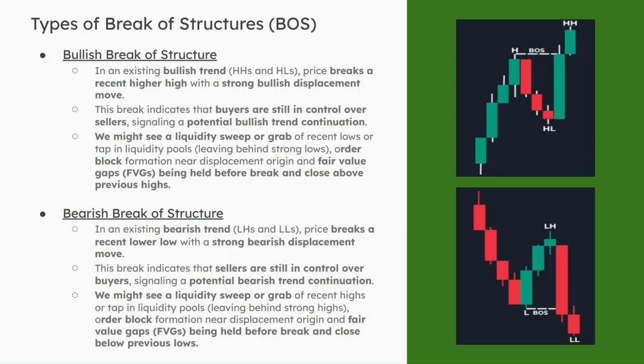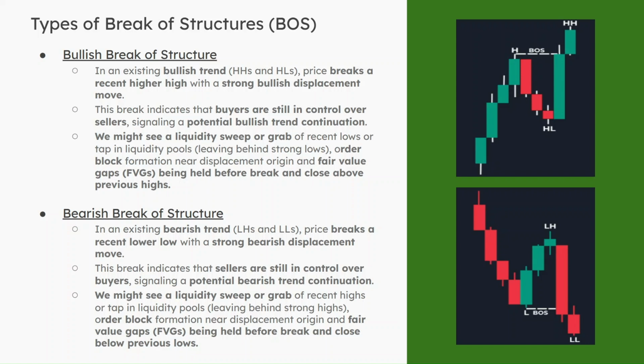So we have two types of break of structures. The first one being a bullish break of structure, which basically, in an existing bullish trend clearly showing higher highs and higher lows, price breaks a recent high with a strong bullish displacement move.